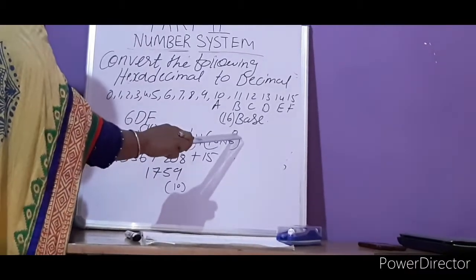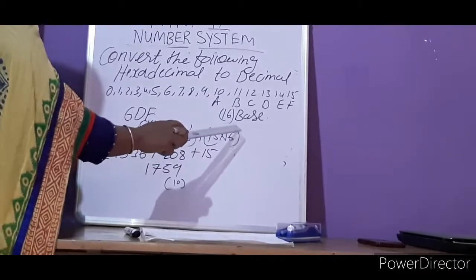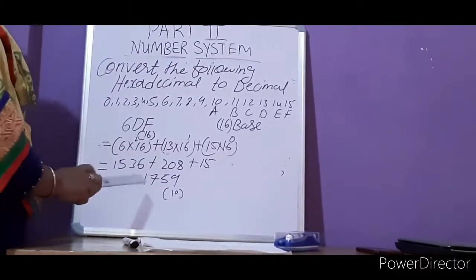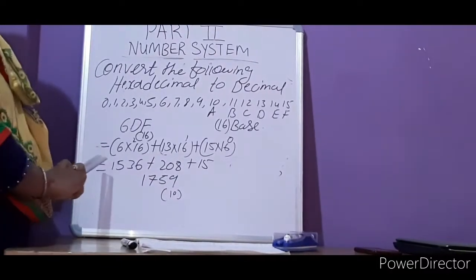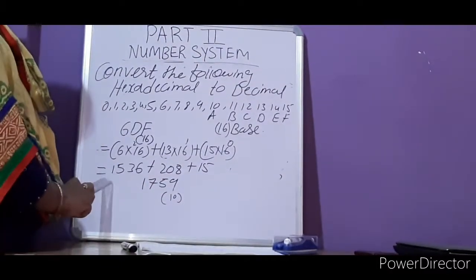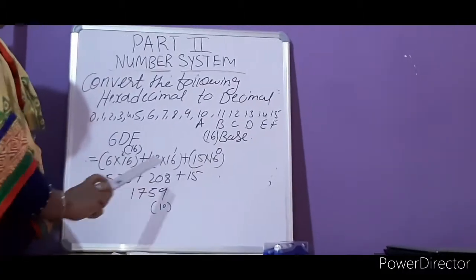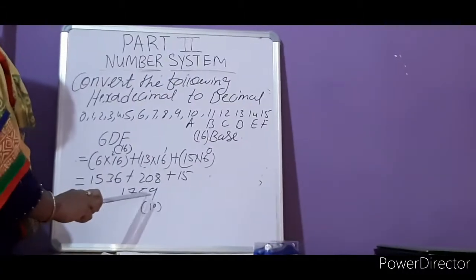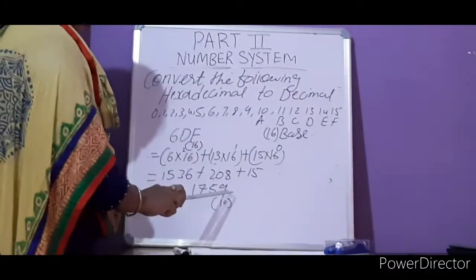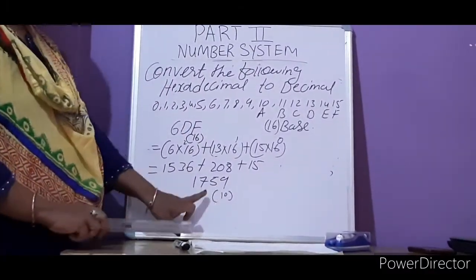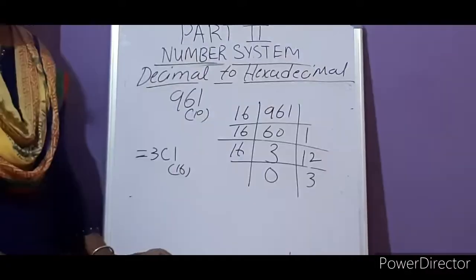Raised to power 0 is there, so 0 is a no value. So for that sake 15 as it is we have to keep here. So all together when we add this one, totally 1536 plus 208 plus 15, 1759 will come. Okay. So down in the bracket we have to keep 10 here.